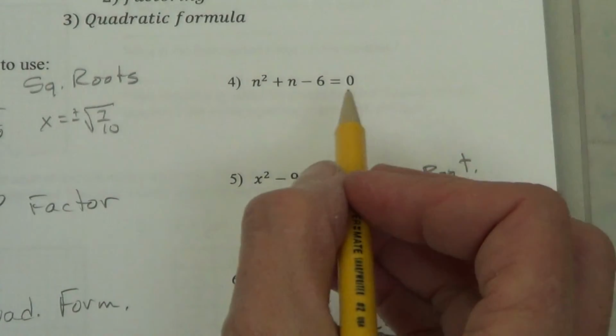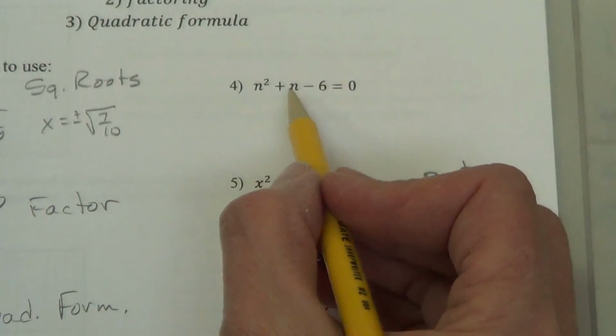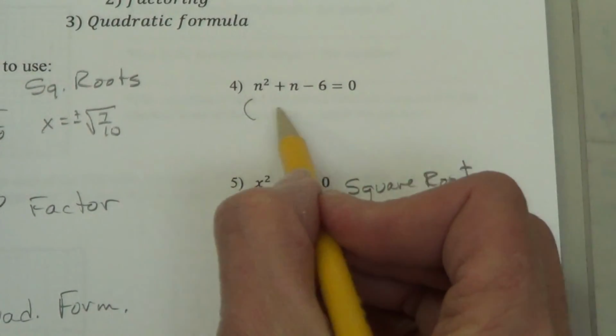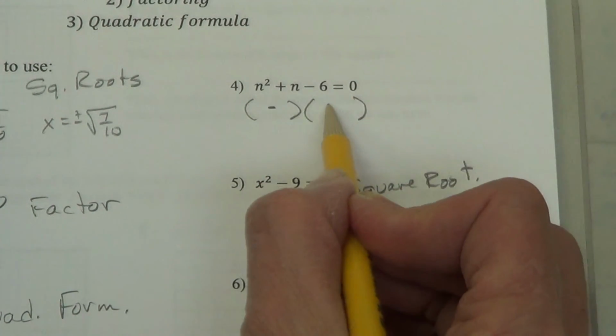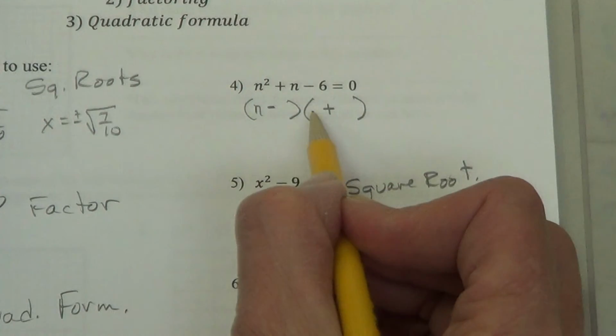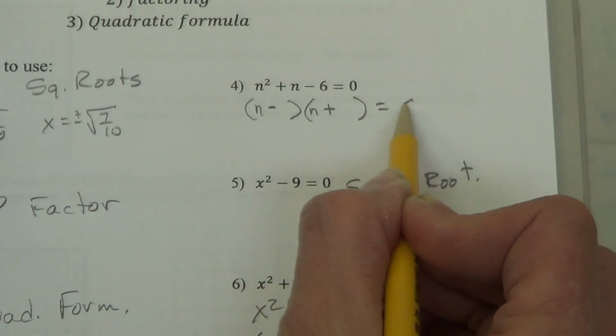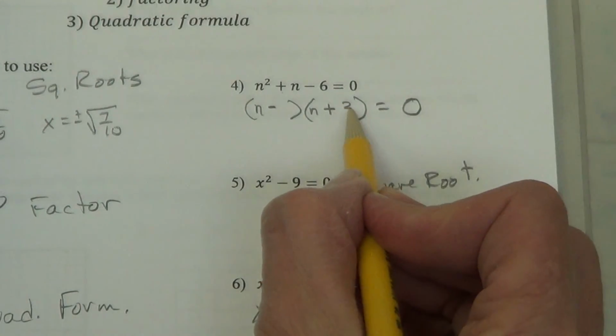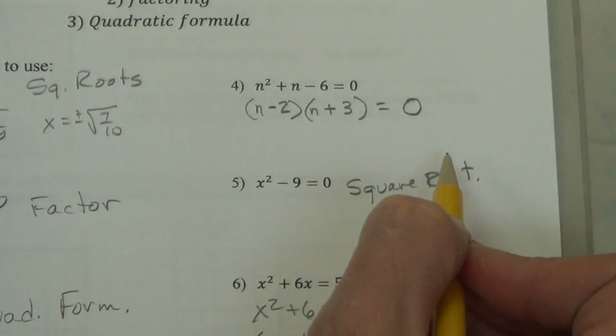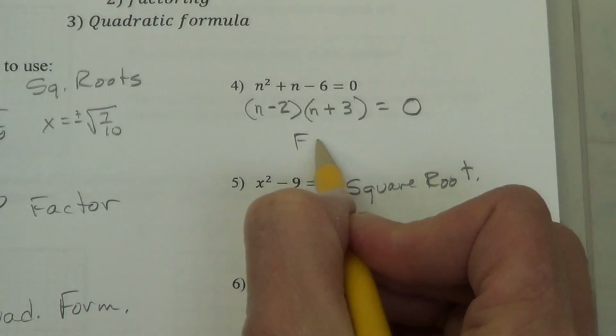Okay, the next one. Could we factor to find this? Do we have two numbers that multiply to be negative 6, so a positive and a negative, and they add to be 1? I say yes, 3 and 2 would do that. So that one is factoring.